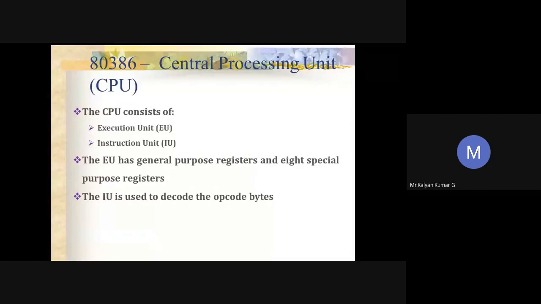Similarly, the instruction unit is used to decode the opcode bytes received from your 16-byte instruction code queue. This instruction unit is followed by a 3-instruction decoder instruction queue. After decoding the opcode bytes of instructions, that information will be passed to the control section to provide the necessary control signals. All this takes place in this CPU.